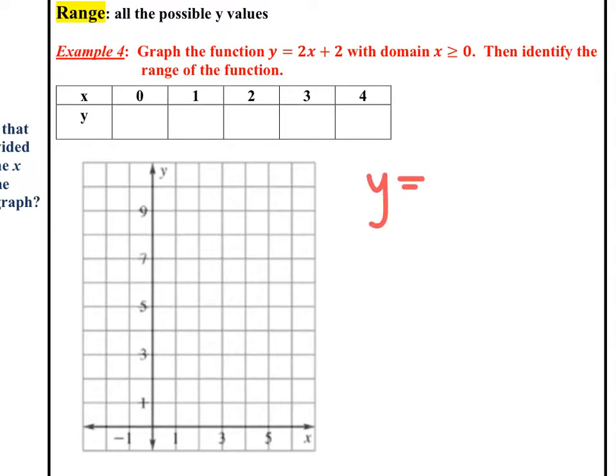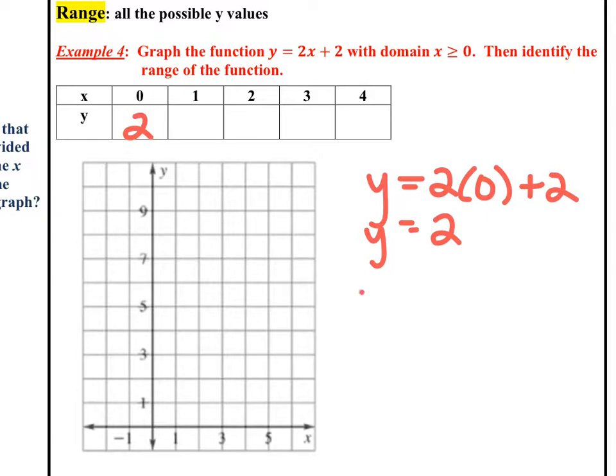y would be equal to 2 times, let's start with 0, plus 2. So I know that y would have to be 2, which is the y-intercept. You may have picked that up. You know the slope, so you could either do the table by the pattern. You know that the slope goes up 2 for every 1 in the x. Or you could keep plugging in.